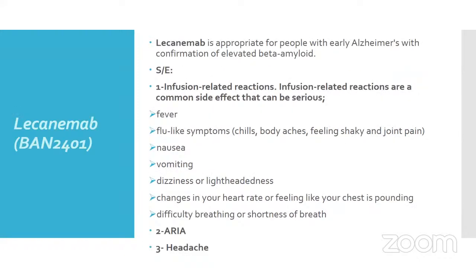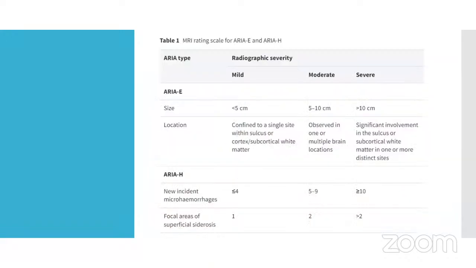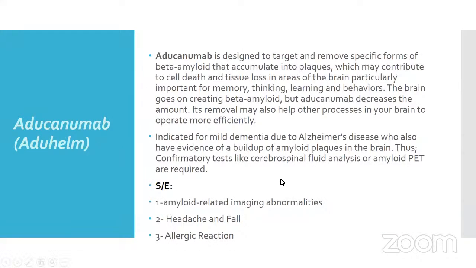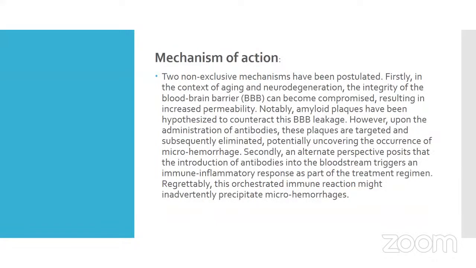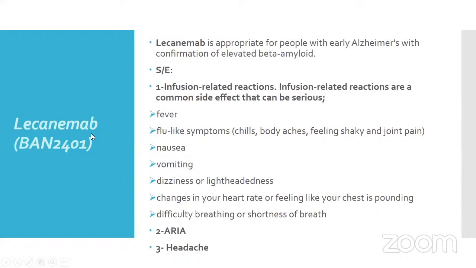Okay, the second thing: other side effects for aducanumab, other than ARIA, are headache, fall, and allergic reaction, which are non-specific side effects that may occur with all other drugs. The next one is lecanemab. As we said, we will repeat ourselves in everything, in the mechanism of action, in the side effects and in the requirements. Lecanemab is appropriate for people with early Alzheimer's, early mild dementia of Alzheimer's disease with confirmation of elevated beta amyloid, which, as we said, is the required test before starting this medication, in the form of CSF analysis or amyloid PET test.